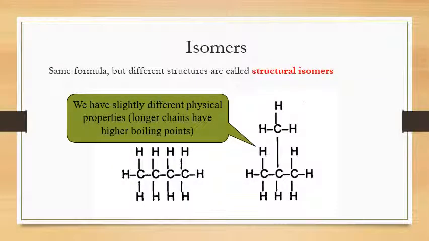And another important aspect is isomers. So isomers have the same molecular formula but different structures. They're called structural isomers. So here we have 1, 2, 3, 4 carbons here. So this is known as simply n-butane.